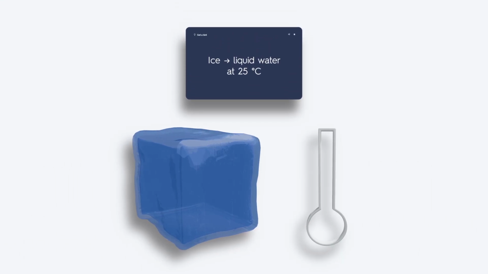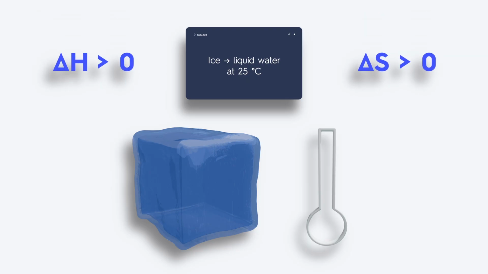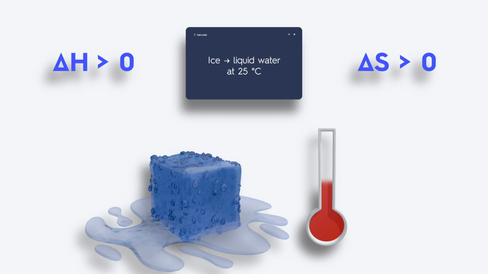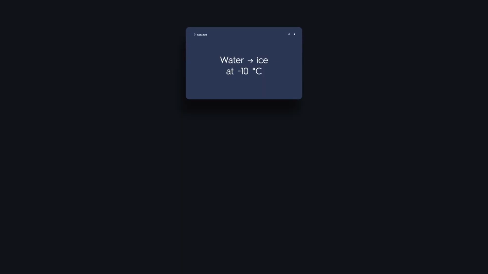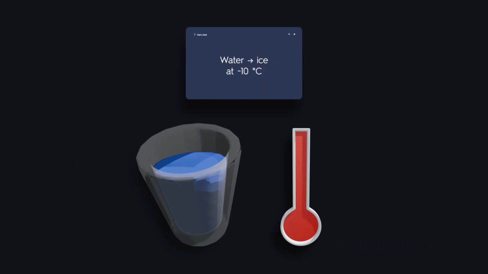For instance, consider melting ice at room temperature. Delta H greater than 0 and delta S greater than 0. At sufficiently high T, like 25 degrees Celsius, T delta S wins and delta G less than 0, so the ice melts on its own. Now, flip the conditions. Freezing water at minus 10 degrees Celsius has delta H less than 0 and delta S less than 0. At low T, the entropy penalty is small, so delta G less than 0 and freezing proceeds.